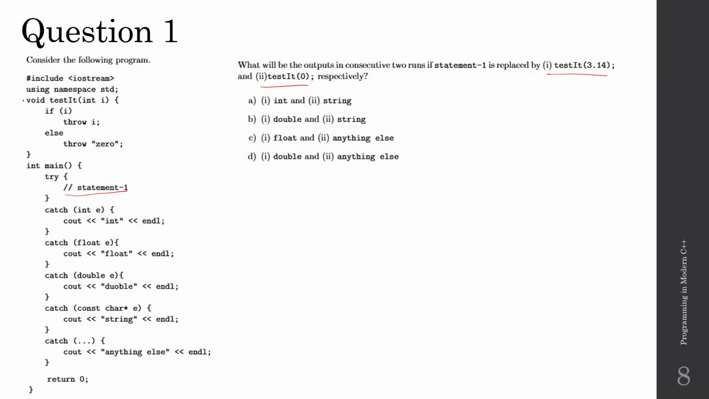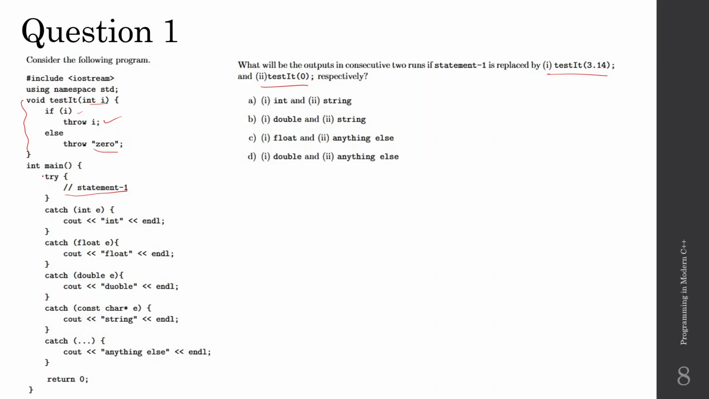So first we have a function here which accepts an integer, and if the integer is non-zero, then it throws the integer, and if the integer is zero, then it will throw the string 0. Then in the main function, note one thing: this test it function will always throw something. There won't be a case where it runs normally.